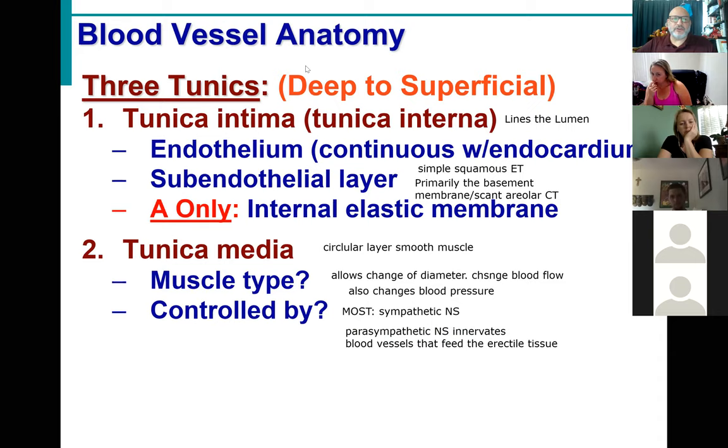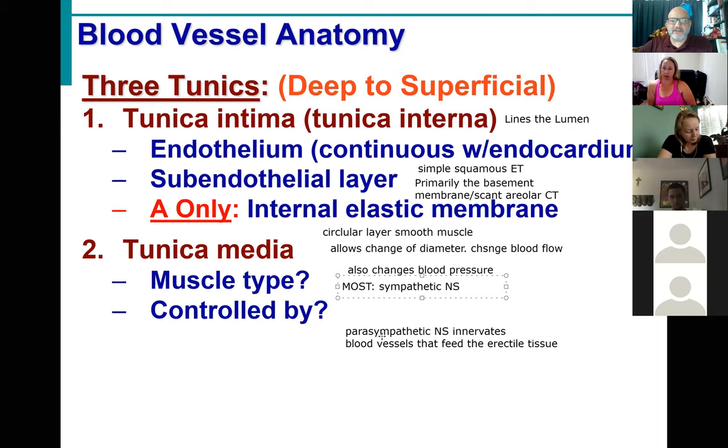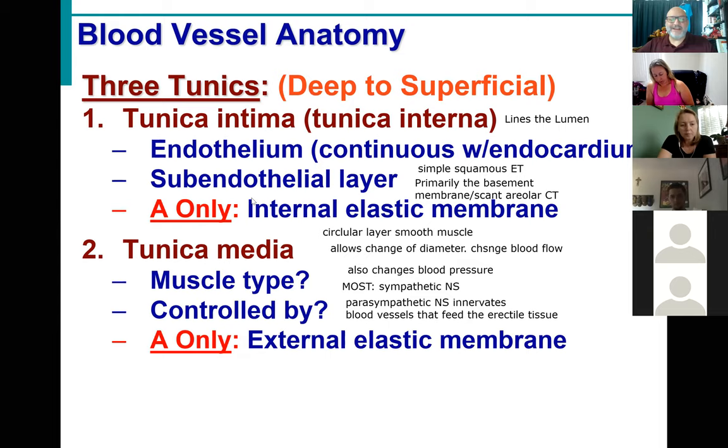Now, anytime we have an internal something, there's probably a strong indication that we are going to have an external something to go along with it. And that is indeed the case here. Again, in arteries and only in arteries, we have an additional layer of elastic fibers called the external elastic membrane, which is on the outer surface of the tunica media. So if you think about it, the smooth muscle is surrounded by internal and external elastic fibers. Technically, the internal ones are part of the tunica intima. The external ones are part of the tunica media.